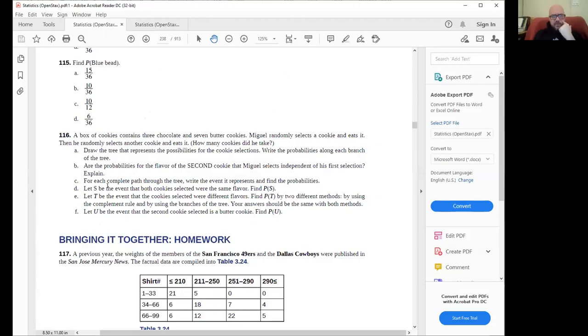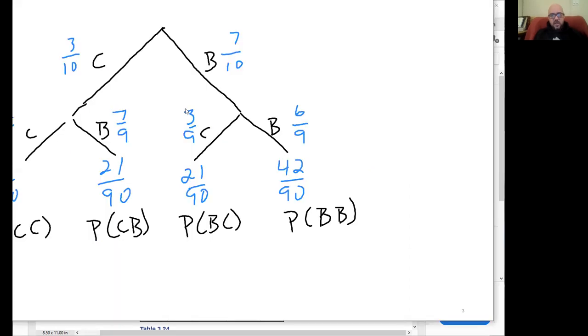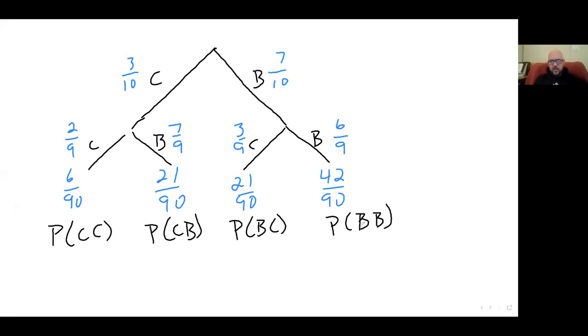What do we got? Let S be the event that both cookies selected were the same flavor. Okay, that's actually a perfectly reasonable letter for that. Find P of S. All right, so that's easy enough. So same flavor was this one and this one. So P of S is the sum of these two things, 6 out of 90 plus 42 out of 90, which is 48 out of 90.